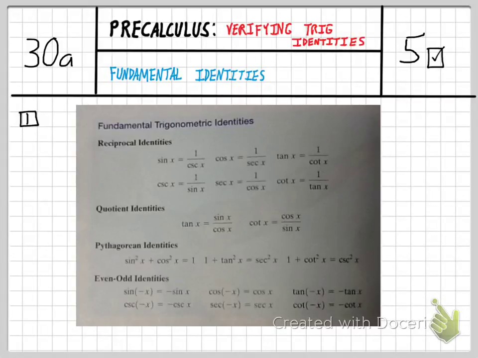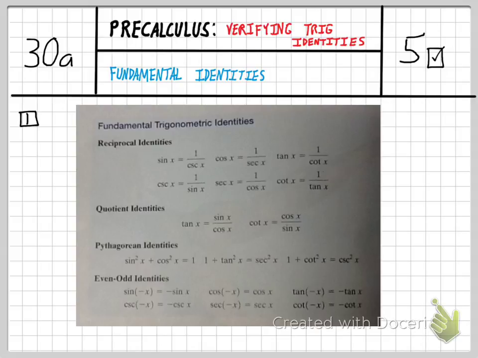This is Pre-Calculus Concept 30A. We're going to look at some fundamental trigonometric identities. We're beginning a unit here on analytic trigonometry, which is basically all the relationships that the trig functions have to each other. And there's actually quite a few of them that you're already familiar with.